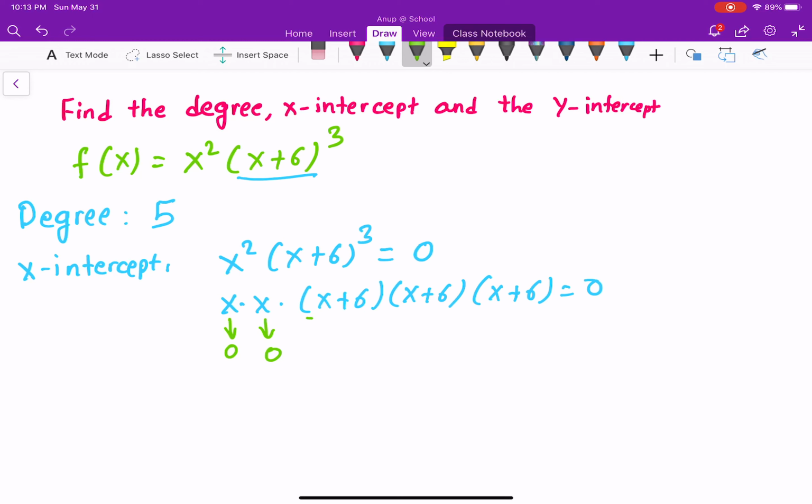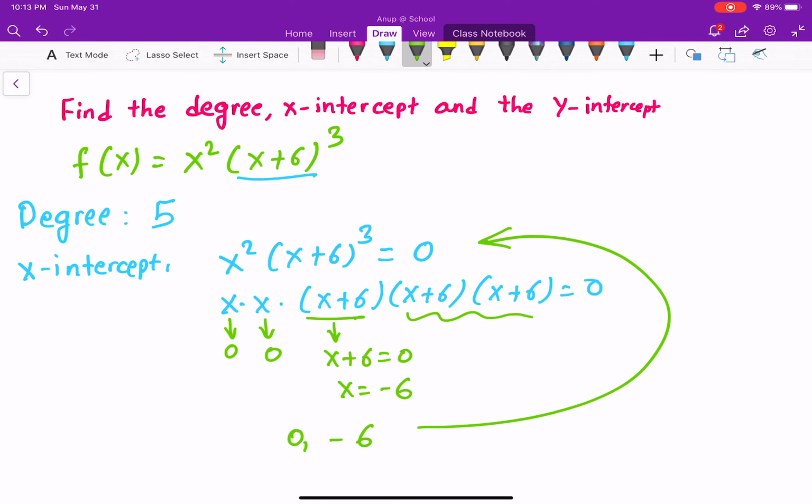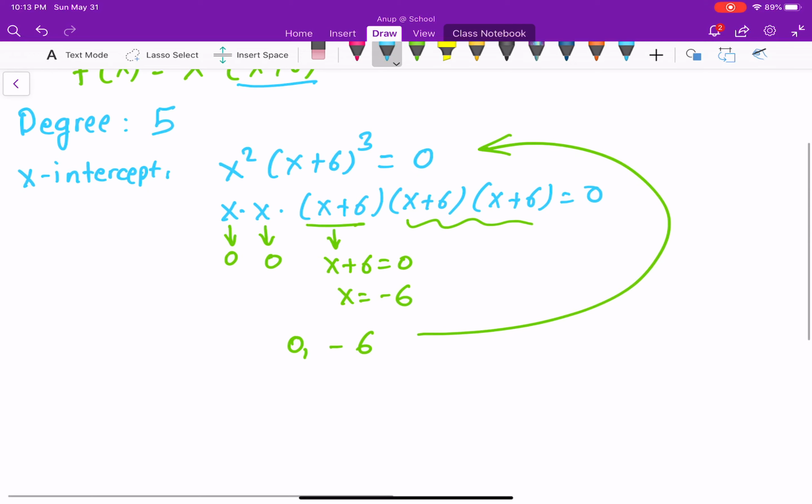And when you set x plus 6 equal to 0 and solve that linear equation, what do you get? We get x plus 6 equal to 0, subtract 6 on both sides, so we get x equals minus 6 as a solution. Similarly, you can do the same thing, but you will get only 0 and minus 6 as the solutions of this equation. So in that case, the x-intercepts are 0 and minus 6.